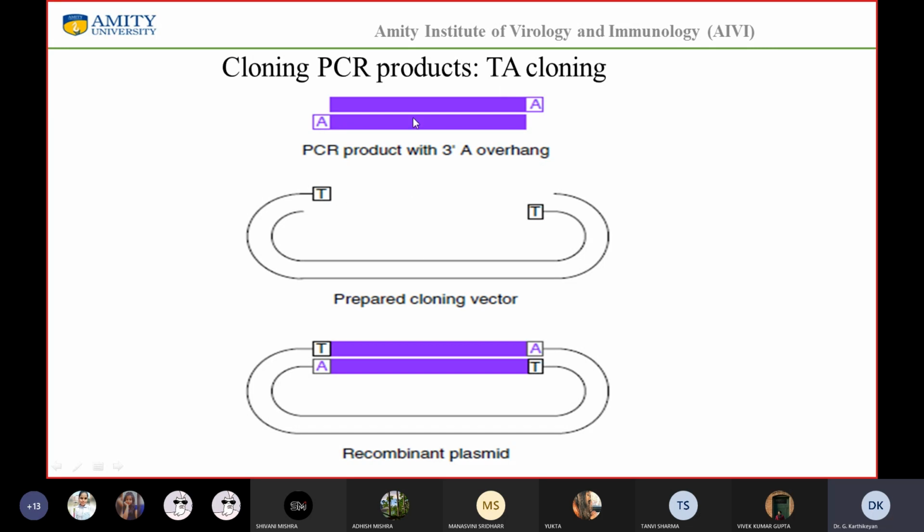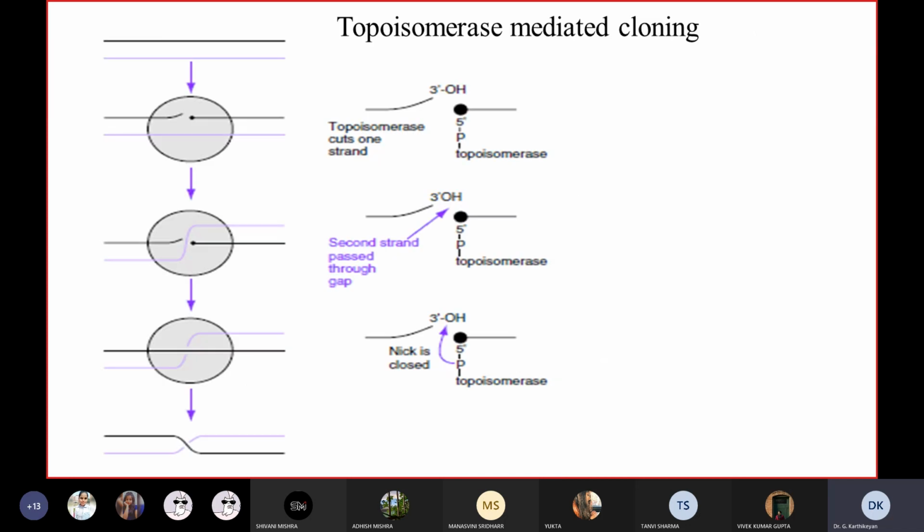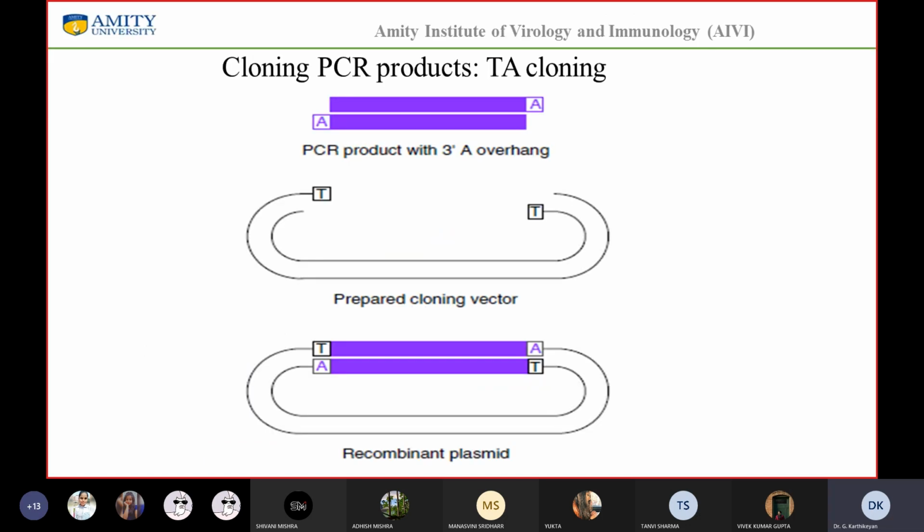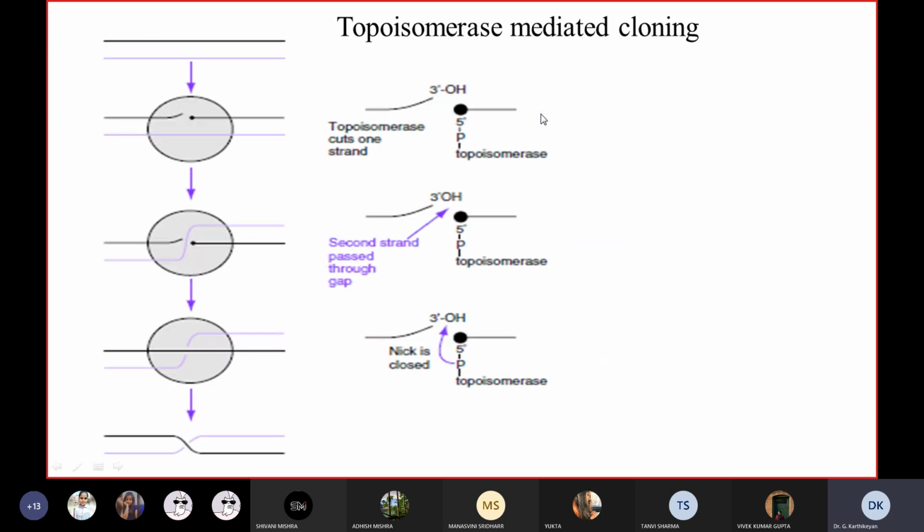Now you can mix these two, and by complementary base pairing, you will have this structure, and this mixture can now be transformed into E. coli, and E. coli will take over the rest. So these are some methods. You saw homopolymeric tailing, you saw the TA cloning. So this is called TA cloning. This is the T and this is the A, so it is called TA cloning.